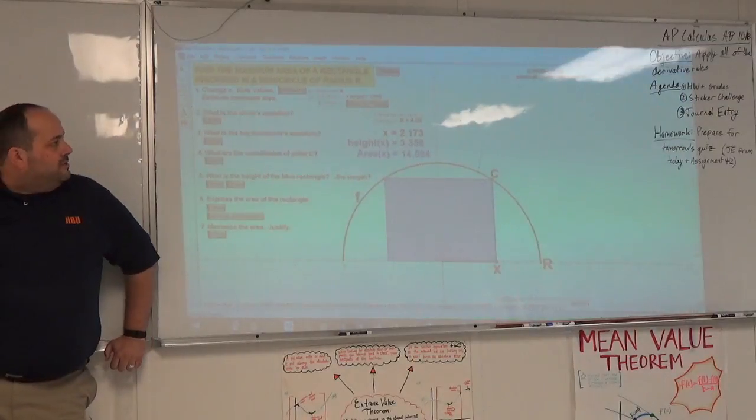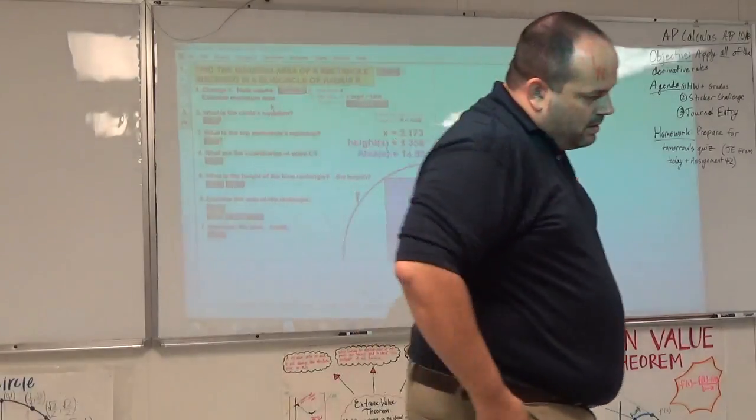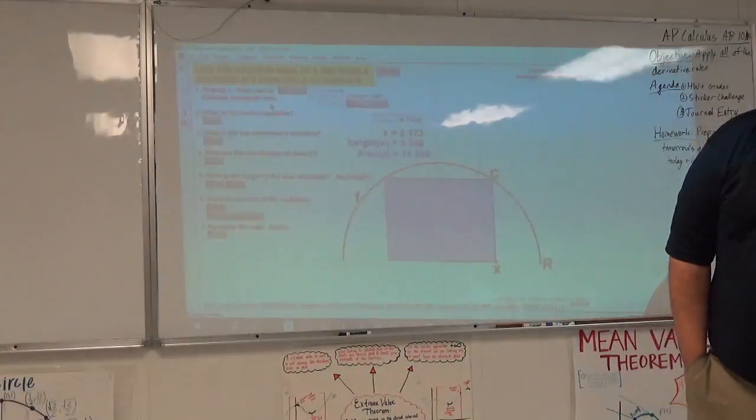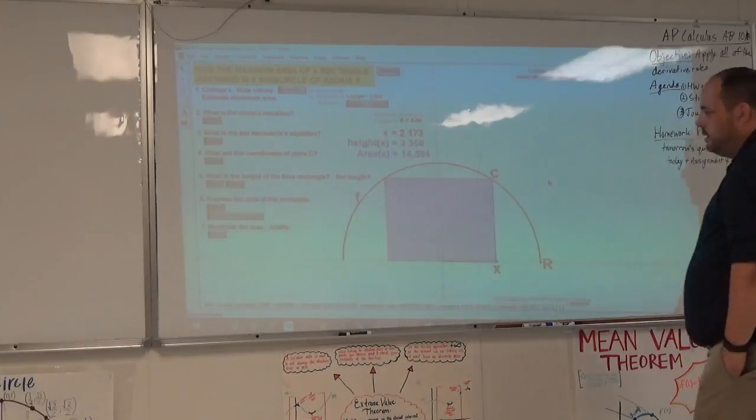All right, Stephen, can you read the introduction to the problem? A rectangle is bounded by the x-axis and a semicircle y equals the square root of 16 minus x squared. What length and width should the rectangle have so that its area is a maximum?